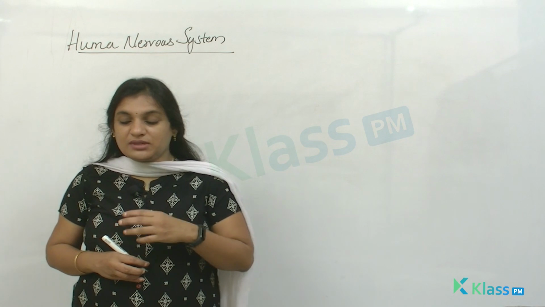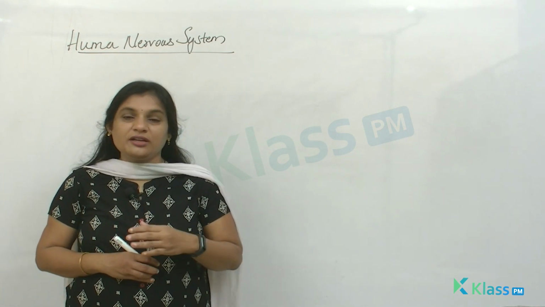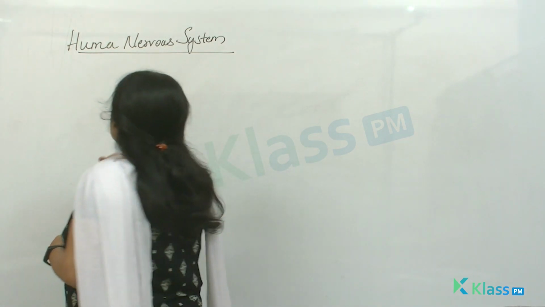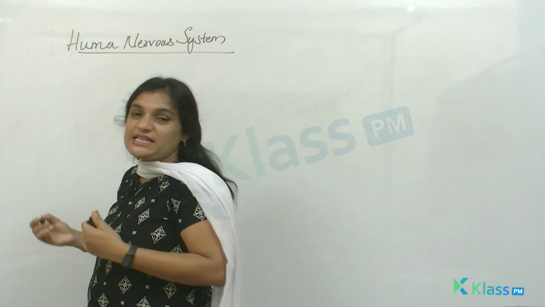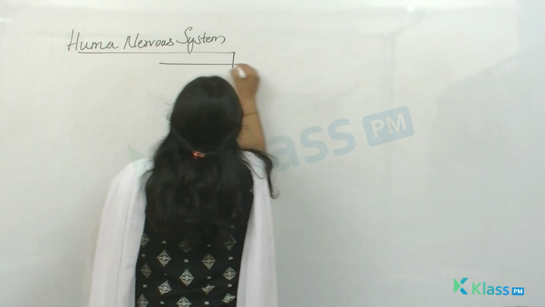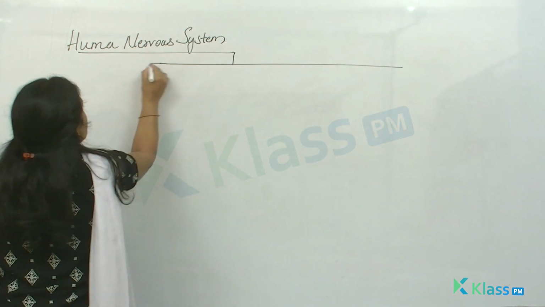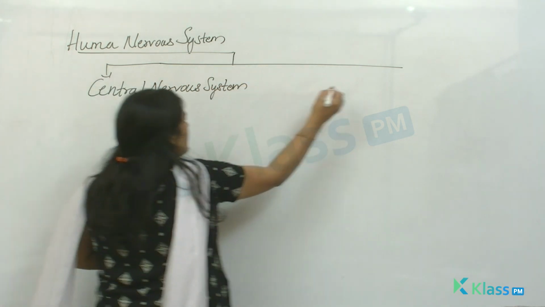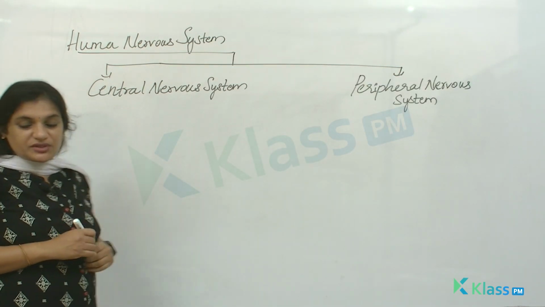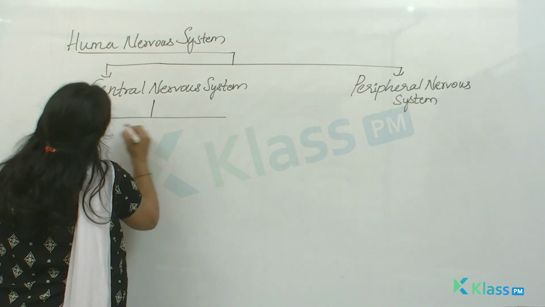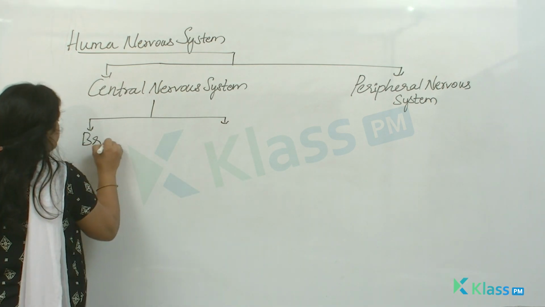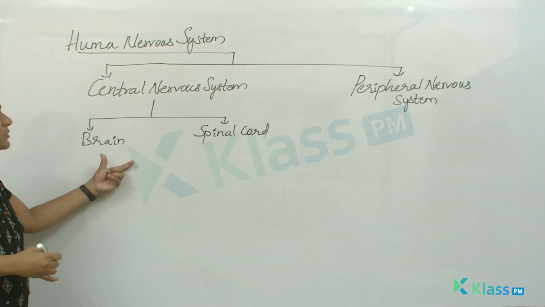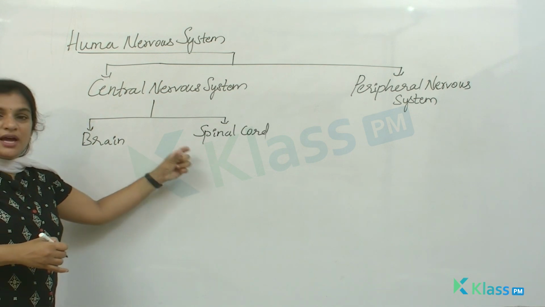The human nervous system is the most complex system in the body, which is divided into two parts: the central nervous system and the peripheral nervous system. It is called CNS and PNS. The central nervous system is made up of two components: brain and spinal cord.